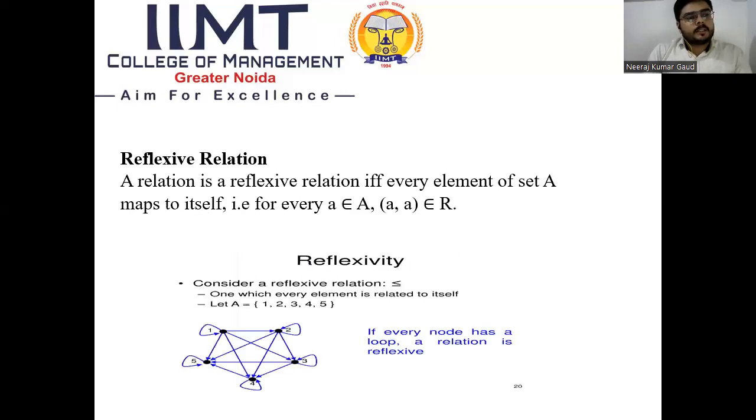Now, reflexive relation. A relation is a reflexive relation if and only if every element of set A is mapped to itself. That is, for every a belongs to A, (a, a) belongs to R. For reflexive, we consider an example. Suppose we have set A consisting of 5 elements with this relation. If every node has a loop, the relation is reflexive. Likewise, node 1 has a loop, node 2 has a loop, node 3 has a loop, node 4 has a loop, and similarly node 5 has a loop. So this diagram represents a reflexive relation.